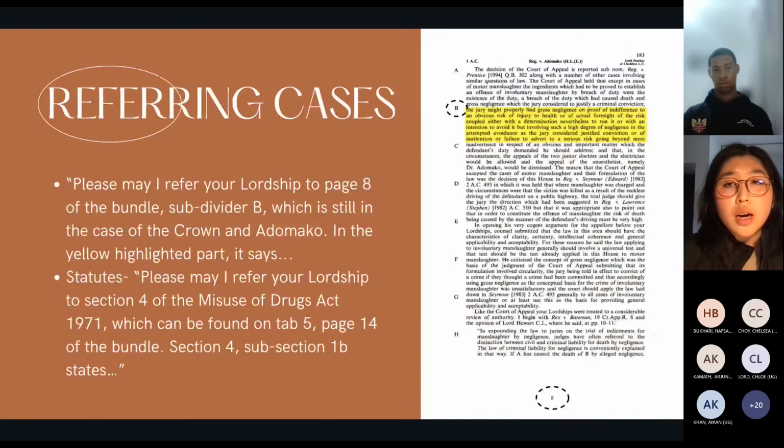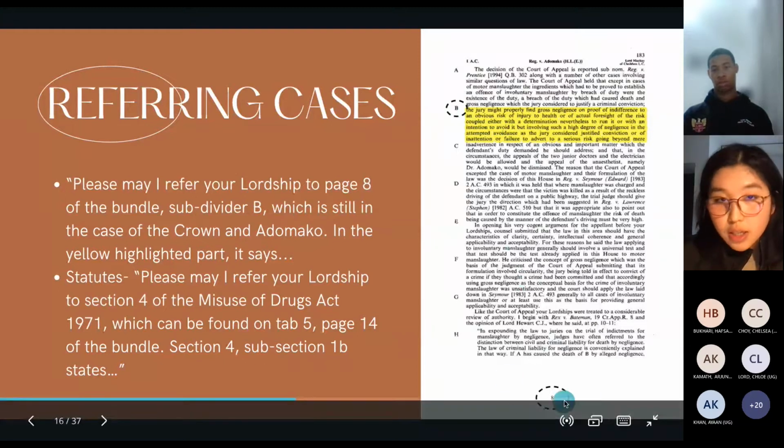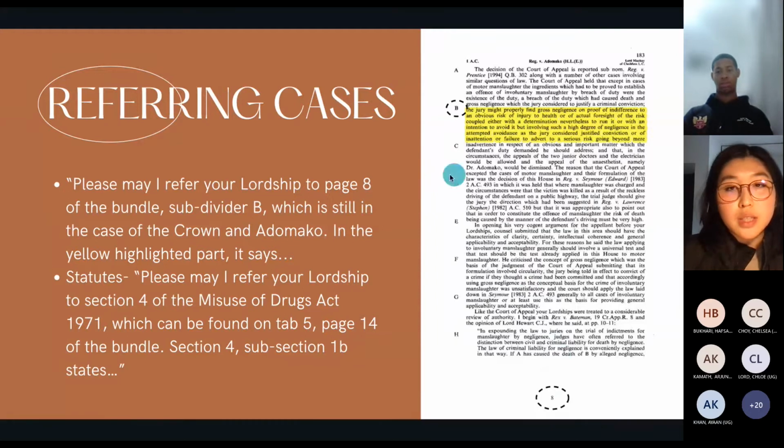When you're referring to cases in the bundle, it would be much easier for the judge to follow what you're saying when you say, okay, please may I refer your lordship to page 8, which is here, subdivider B, but subdivider is basically for the physical ones. So you can just say paragraph B and then highlight it in yellow.